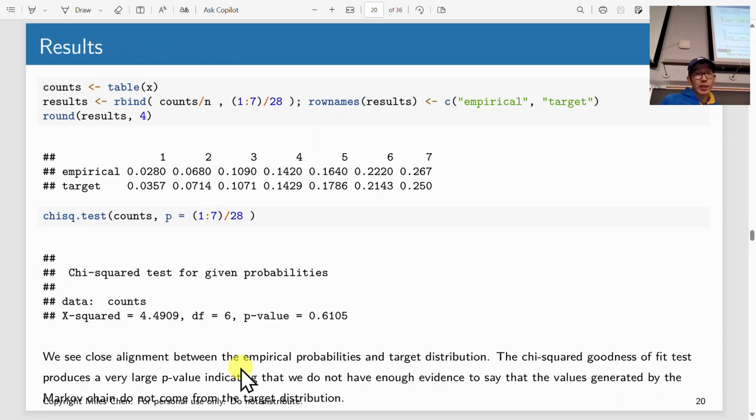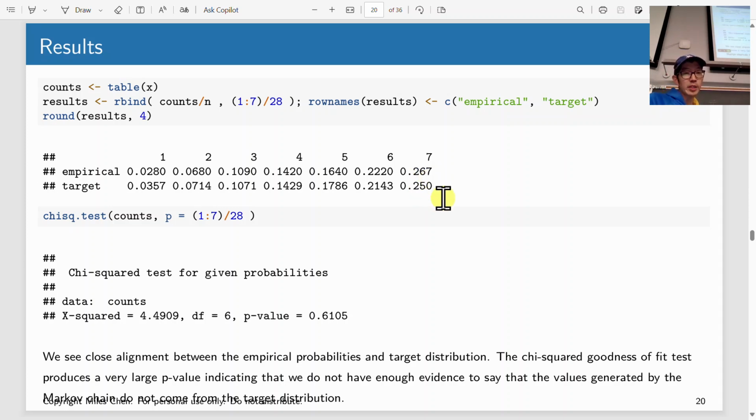After 1,000 iterations, I can see what my distribution looks like. My empirical probabilities are this. The target, 1/28, is 0.0357, and I ended up there at 0.028. The target 2/28 is 0.0714, and I ended up there at 0.0680. So we have decent matching, but not perfect alignment here.